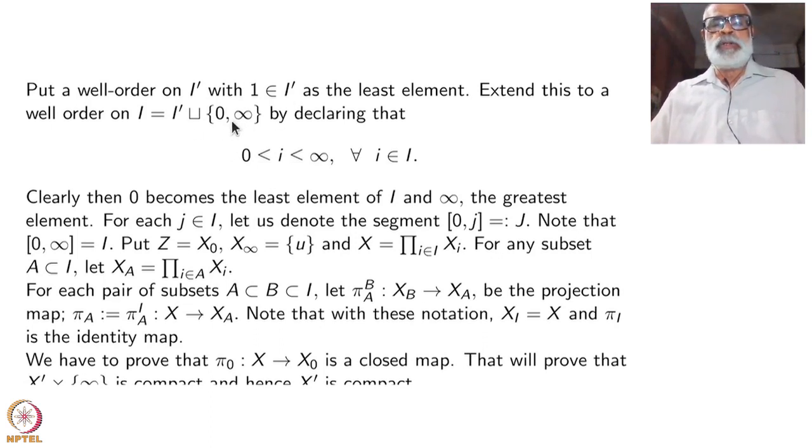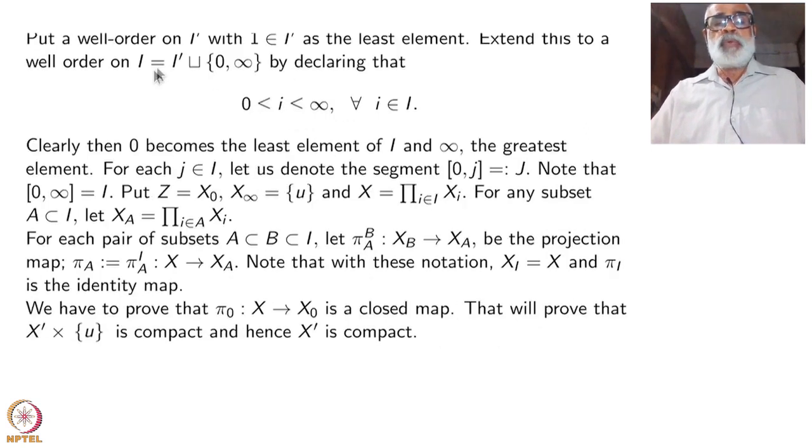I am adding only two elements. I want it this way, not an arbitrary order. Okay, 0 is the least element and infinity is the largest element. In fact, we want to work inside I prime only, but these two things help us in putting the correct notation, instead of buggy notations, that's all. Okay, now for each j inside I, let us denote the segment 0 to j, which means all elements strictly between 0 and j, including 0 and j. So this I will denote by capital J. Note that 0 to infinity is nothing but the whole space I.